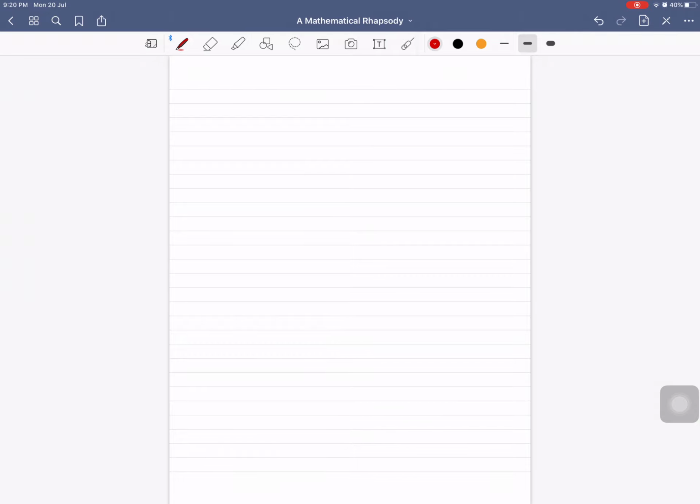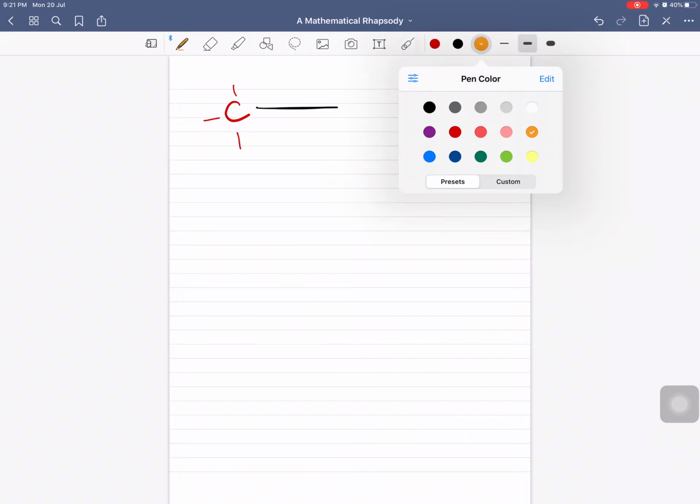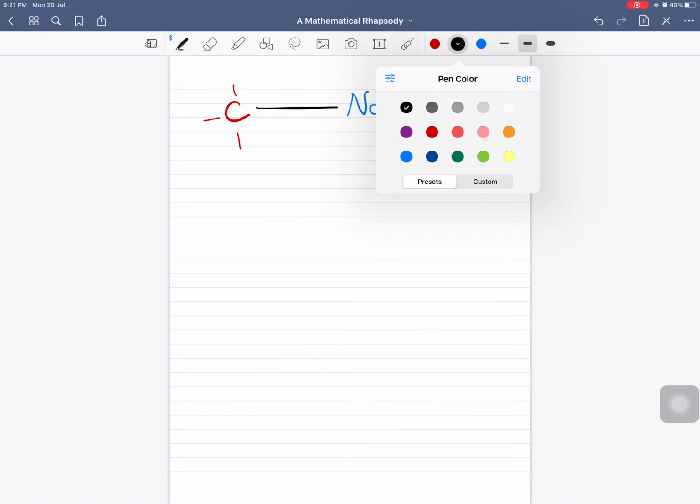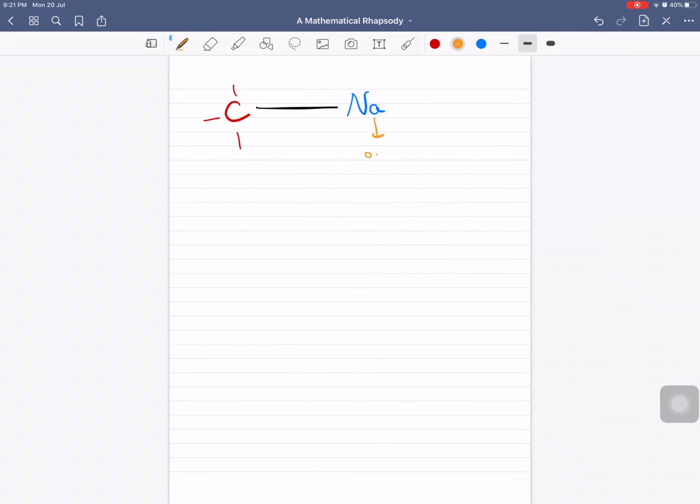Let's say this is carbon right over here. Let's draw this with blue, because Na seems really cool. Now Na will have only one bond since it can donate only one electron. I just checked and saw that the electronegativity value of sodium is about 0.93.